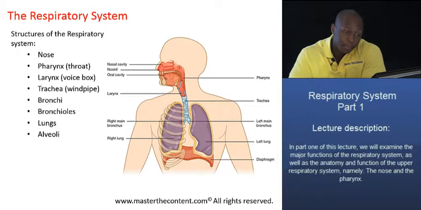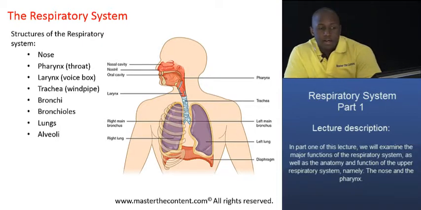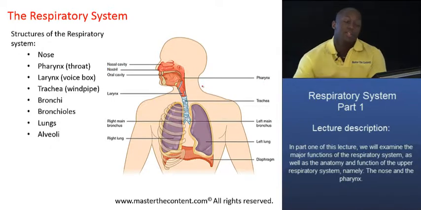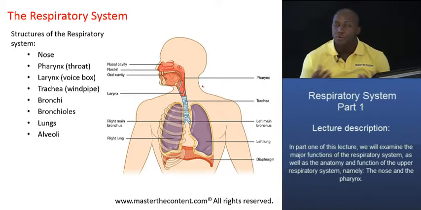So the nose is basically composed of external and internal portions. Through the nose we have a cavity we refer to as a nasal cavity, which is also part of the internal nose, that opens into the pharynx, the second structure right there. Now, as far as the nose is concerned, it performs very critical functions.